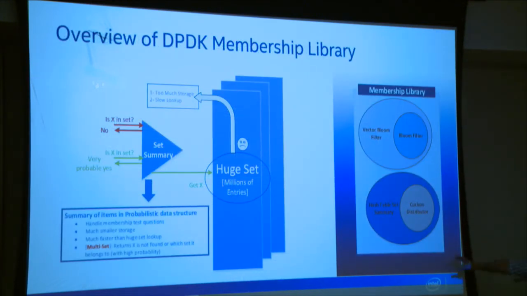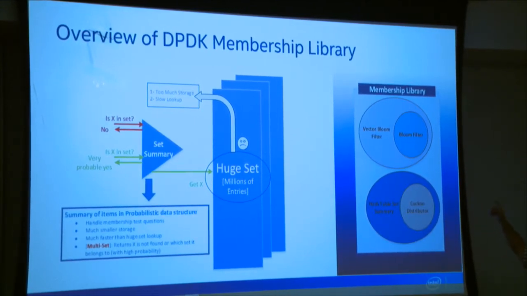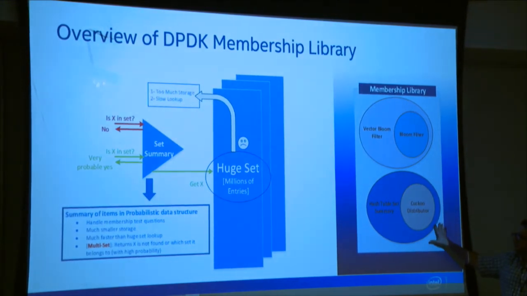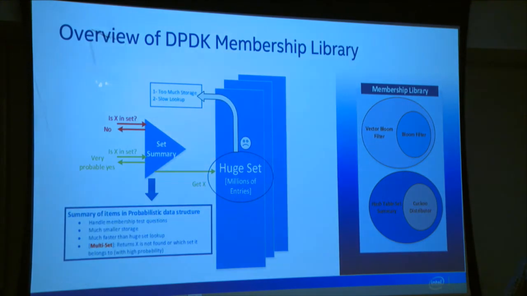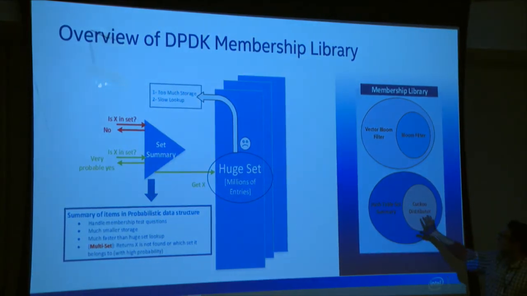On the right-hand side of this slide are the modes of the membership library. There are 4 modes. Bloom filter, as I was saying, is one of the modes, and vector Bloom filter, I'll come in a second to say what this is. And two modes that are based on hash tables: a hash table SetSummary and what we call a cuckoo distributor.